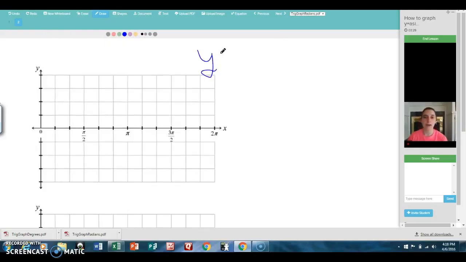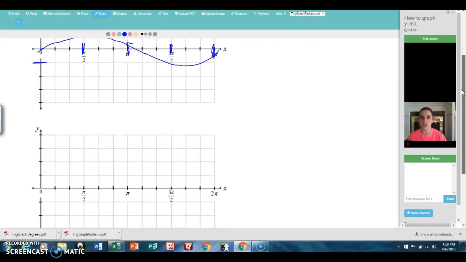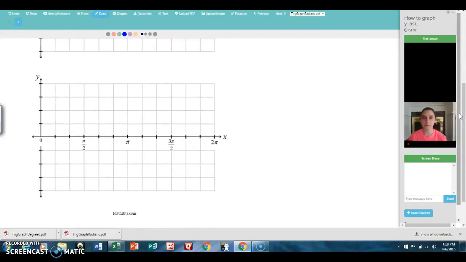Okay, so let's jot down the parent graph again. Now we know the general shape, so we don't need to worry about making another t-table. So the amplitude is 1, -1, and the period in radians is one trip around the unit circle, or 2 pi, half of that, times it by 3. And then sine starts on the origin, up, middle, low, middle.